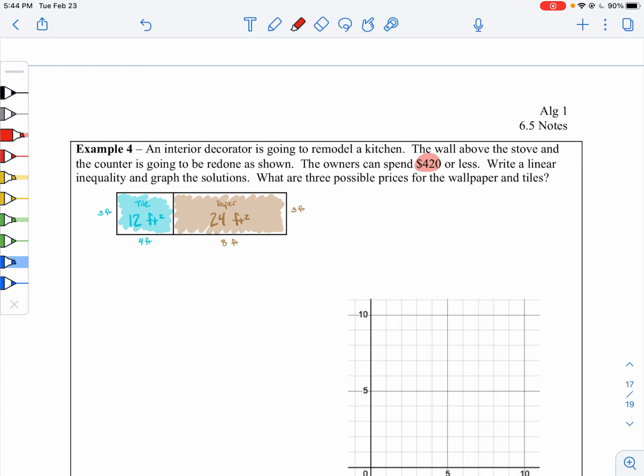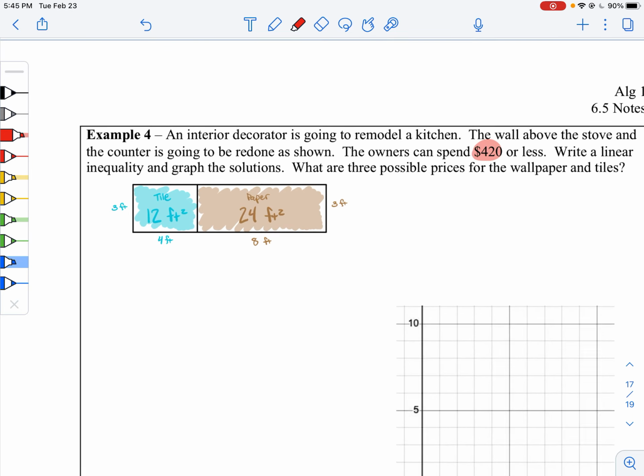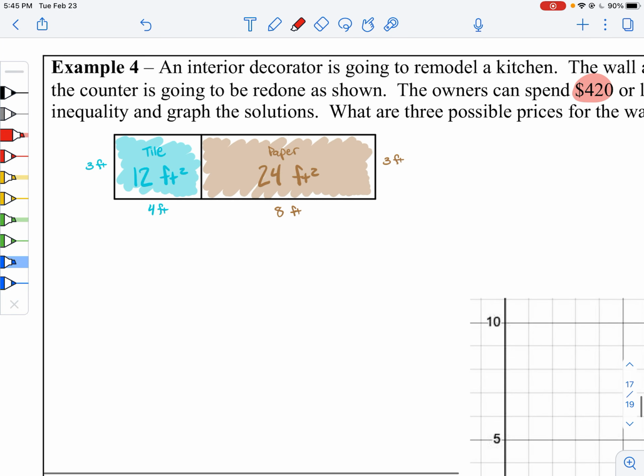and you can spend $420 or less than that. You write a linear inequality and graph its solutions. This will help you figure out prices for wallpaper and tiles. Okay, we know we can spend a total of $420.